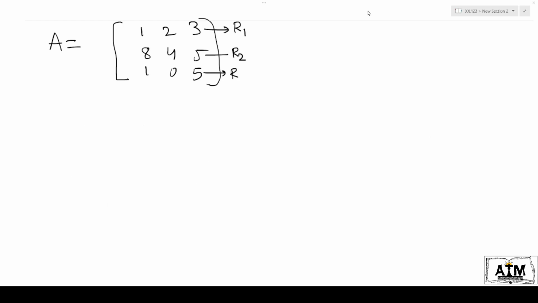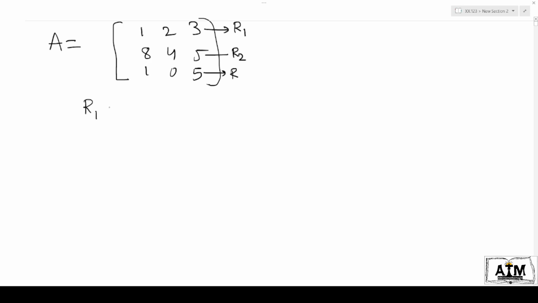arrow. Suppose you are not using a double head arrow, then sometimes in some books it is also written like this: R1, a single head arrow, and then R2. It has the same meaning, that R1 and R2 are interchanged. The same meaning. Some books use a double head arrow, and in some books a single head arrow is also used.